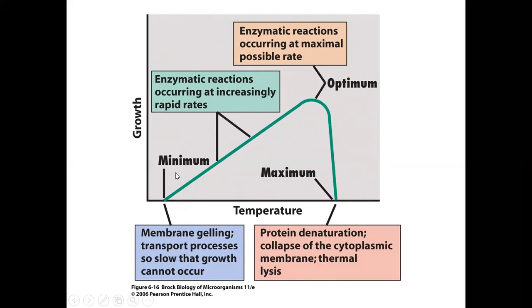At the minimum temperature, the membrane will get into a gel-like formation, and the transport process will be slowed down. Similarly, the growth rate will also slow down. At the maximum temperature, the protein will get denatured, and the cytoplasmic membrane will collapse. There is a possibility of lysis during high temperature.